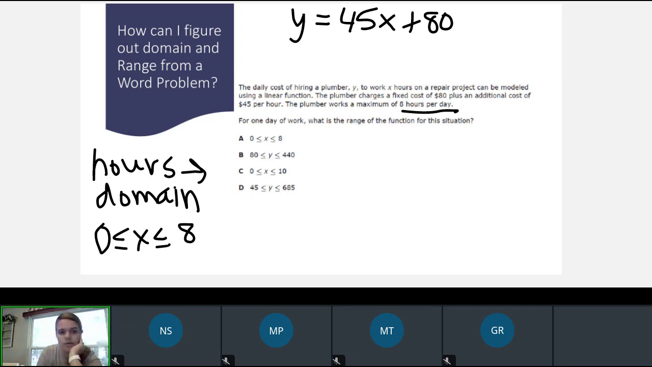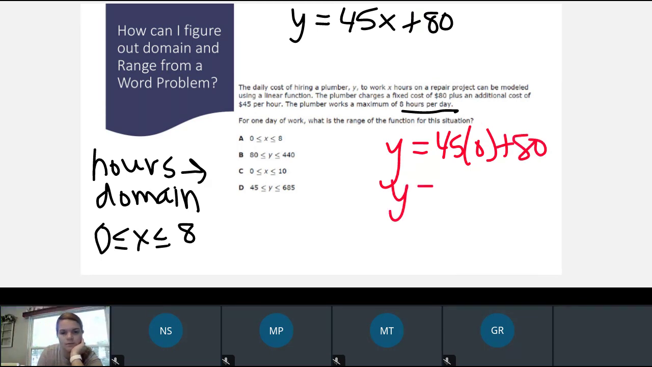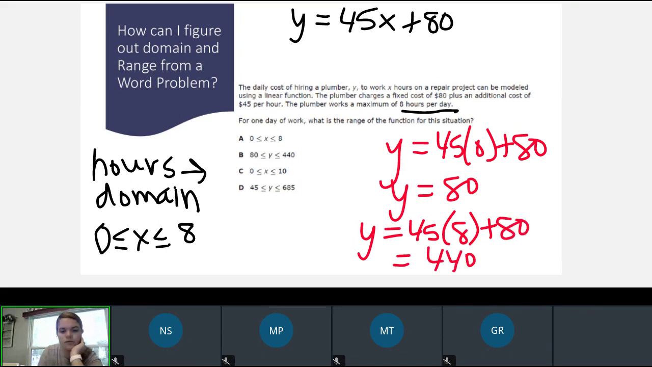So now that we know what our domain is, we can plug that in to our equation. So we would get Y equals 45 times 0 plus 80, which would just be 80. And then we would get Y equals 45 times 8 plus 80, which would give us 440. So if I rewrote this as my inequality, the cost of the plumber is going to be at least $80 and no more than 440.